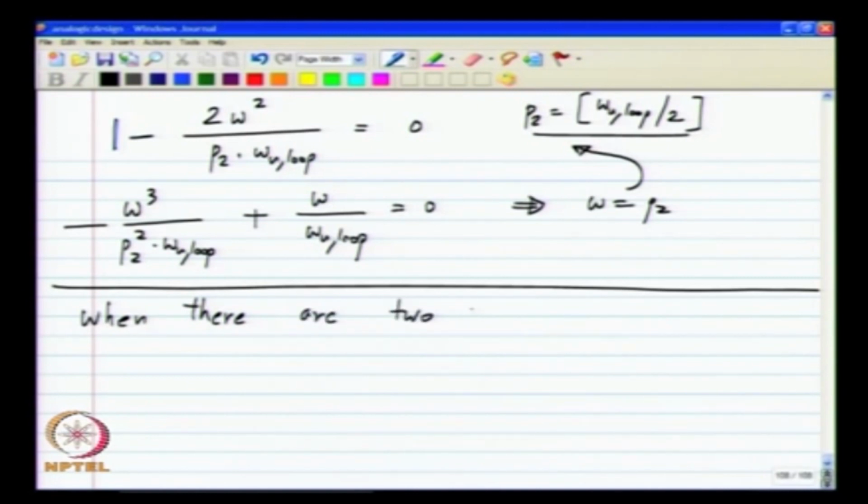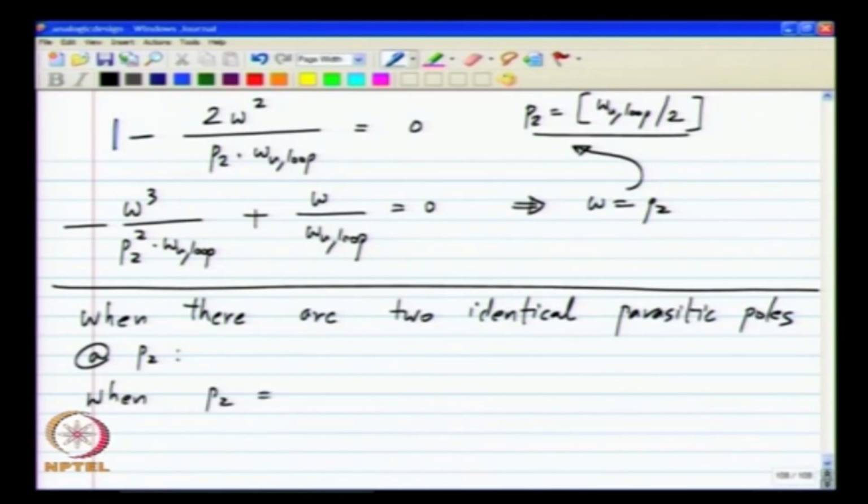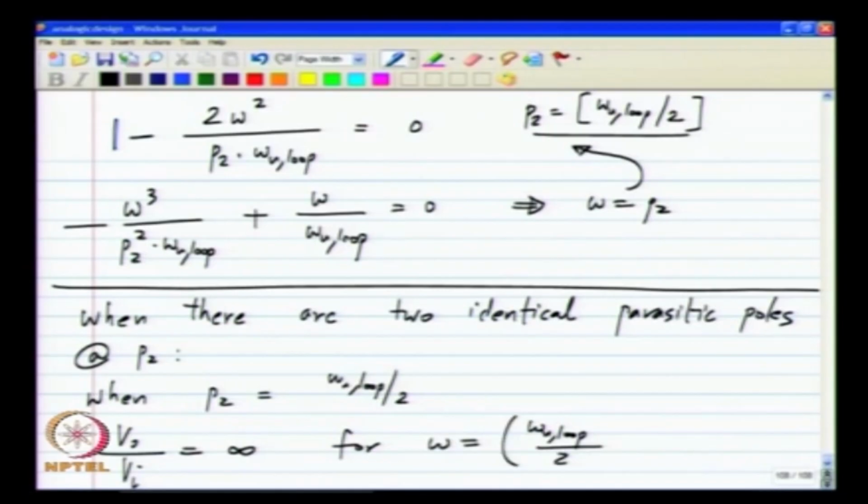When there are two identical parasitic poles at p 2, and then when p 2 happens to be half of the unity loop gain frequency, the gain will be infinity for omega equals omega u loop by 2.